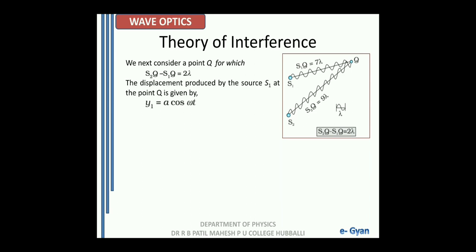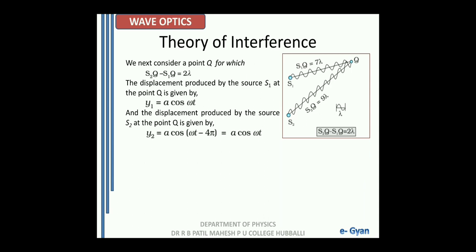So we write the displacement produced by source 1 at point Q as y1 = a cos omega t, and the displacement produced by source S2 at point Q is given by y2 = a cos(omega t minus 4 pi). Now a cos(omega t minus 4 pi) is equal to a cos omega t mathematically. What we mean to say is the two waves complete their corresponding cycles, so they will be in phase again, even though they have a certain phase difference. The crest and the crest will meet, the trough and the trough will meet, or both of them will have the same position technically.